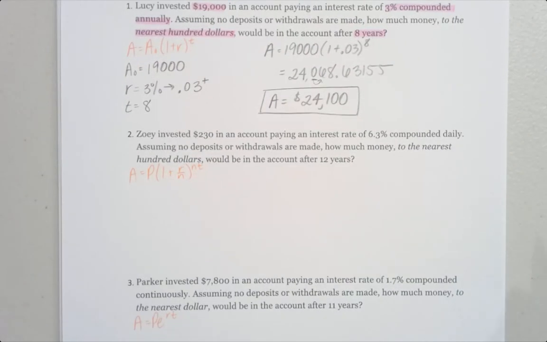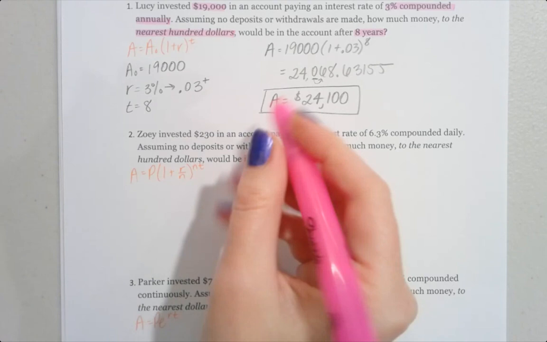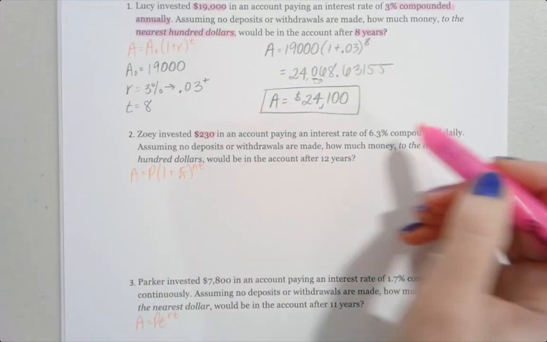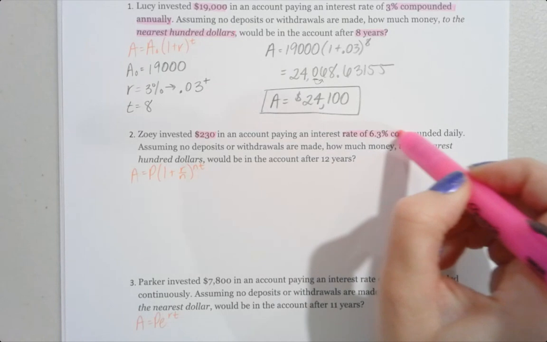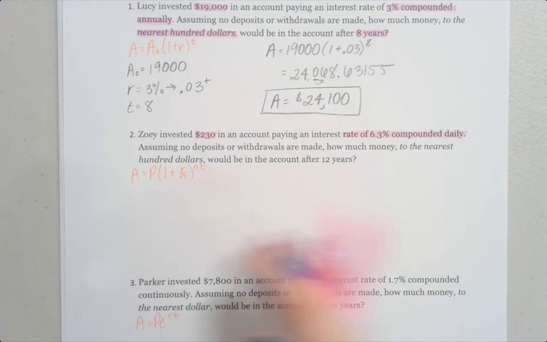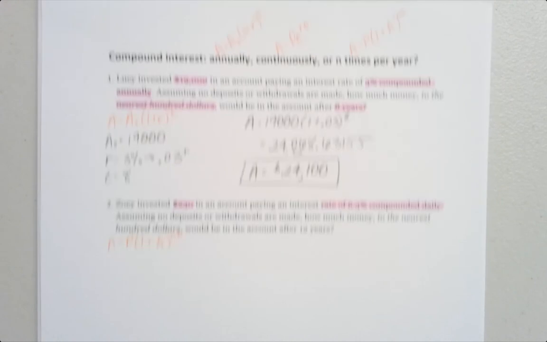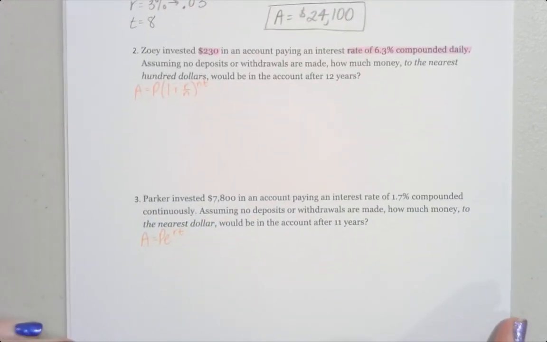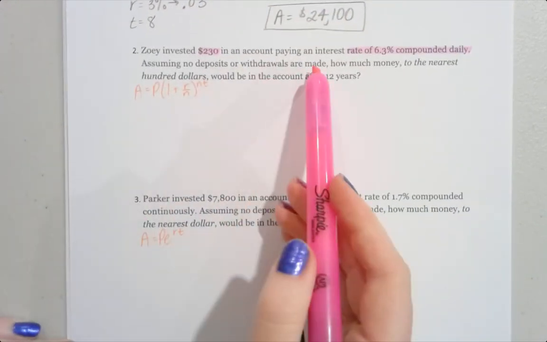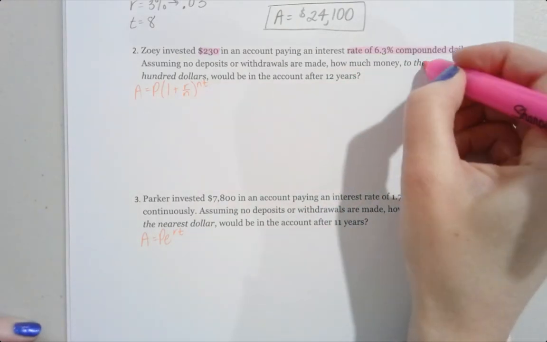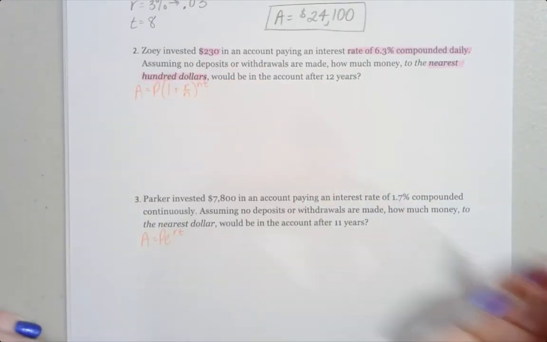All right, situation number 2, we're going to help out Zoe. Zoe is investing $230 into an account that's paying an interest rate of 6.3%, and it's being compounded daily. So that means I'm going to be using that cuckoo crazy formula because it's being compounded a certain number of times per year, right? Assuming no deposits or withdrawals are made, so we don't touch the account, how much money, to the nearest $100, we're going to round, would be in the account after 12 years.